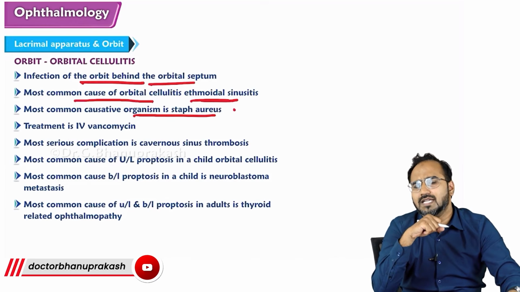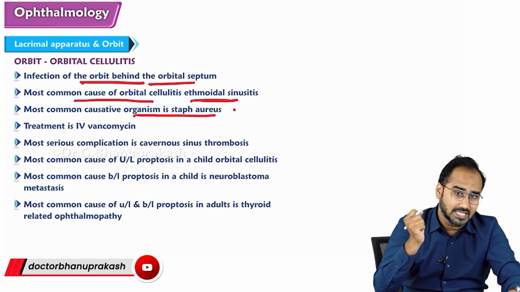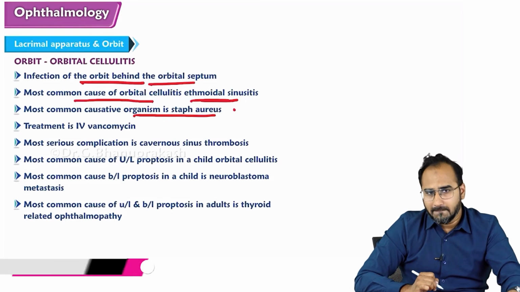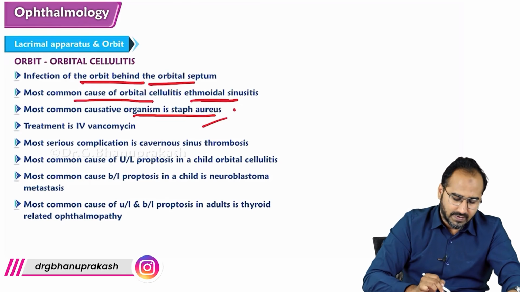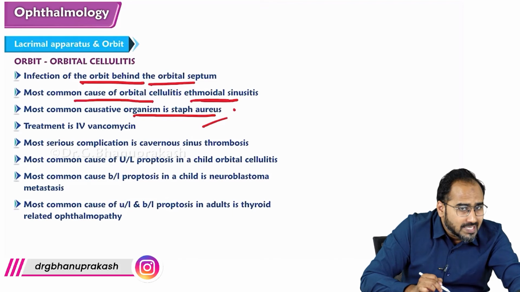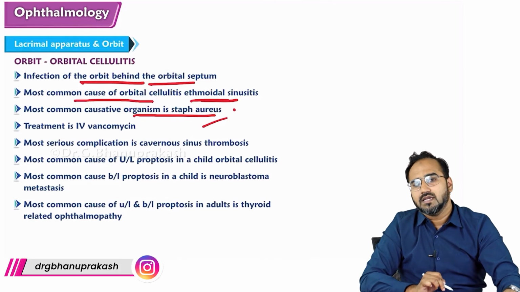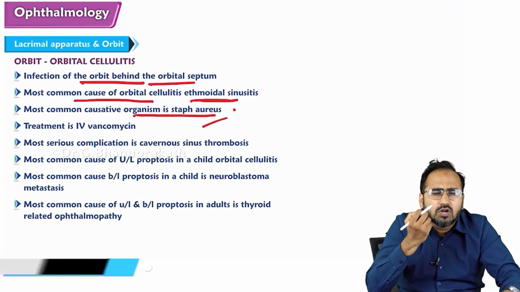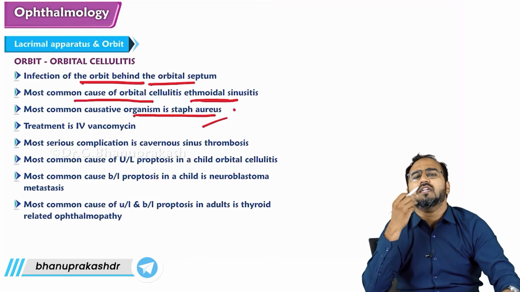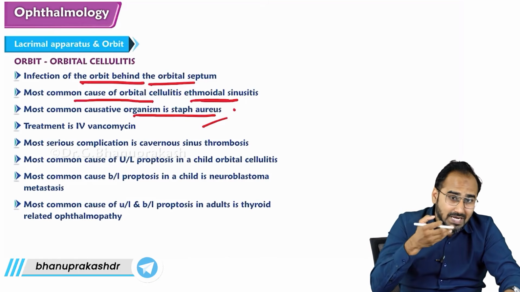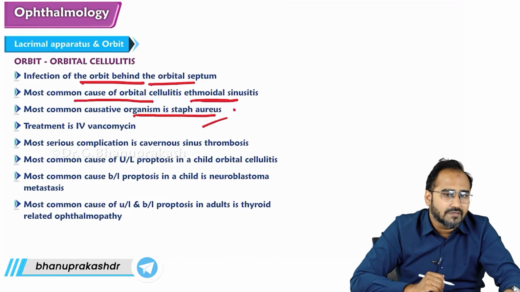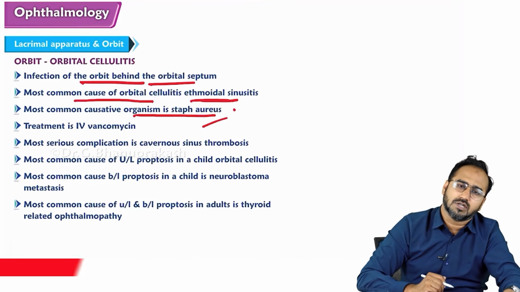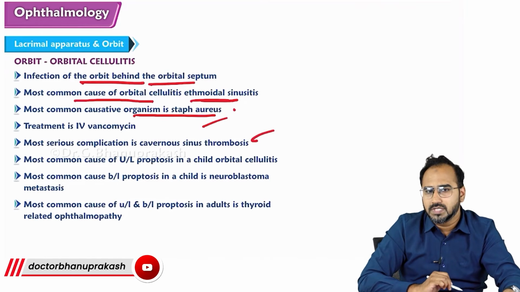How will you treat this orbital cellulitis? Treatment of orbital cellulitis is giving the patient IV vancomycin. Now guys, if you don't treat this orbital cellulitis, what will happen? That staph aureus might reach the cavernous sinus and cause infection of the cavernous sinus that leads to thrombus formation in it. So remember, the most serious complication of orbital cellulitis, if not treated, is cavernous sinus thrombosis, right?